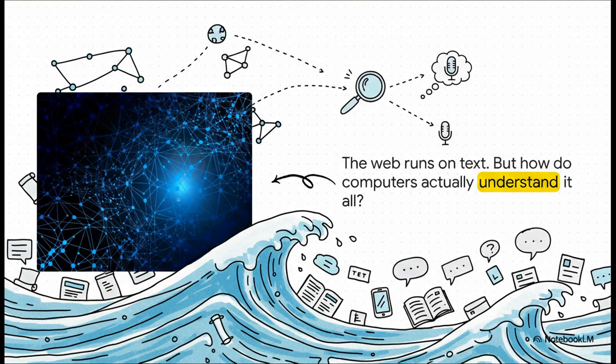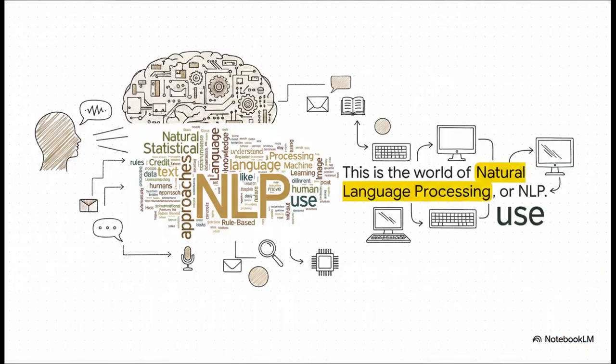I mean, just think about it for a second. The internet is this massive, ever-growing ocean of text, right? We're talking articles, social media posts, emails, everything. And to a computer, it's all just a jumble of unstructured noise. So how in the world does it pinpoint what you need, or how does a chatbot understand what you're even asking? And that's exactly where natural language processing, or NLP for short, comes into play.